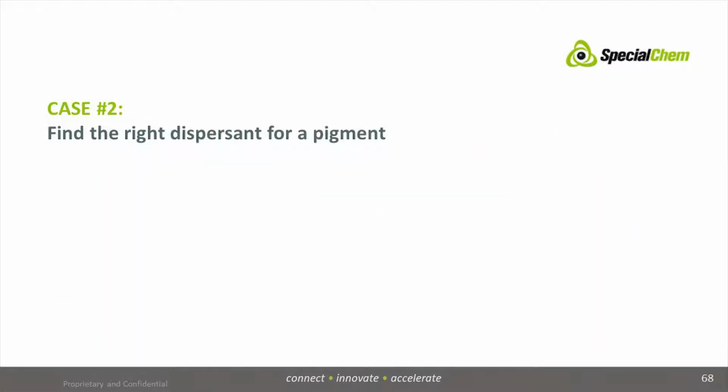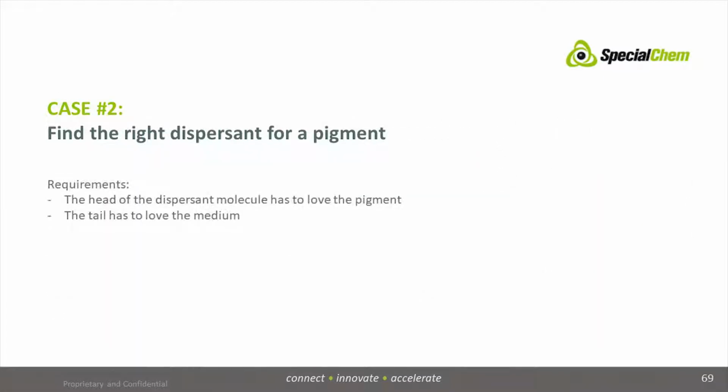Now let's find the right dispersant for a pigment. The head of the dispersant molecule has to love the pigment, and the tail has to love the medium. If the medium is complex, that's not a problem because we can calculate its HSP via the blending formula. But there's a potential problem. Suppose the medium really loves the tail. There's a danger that it will entice the dispersant away from the pigment. So smart formulators tune the HSP of the system to get the right balance.